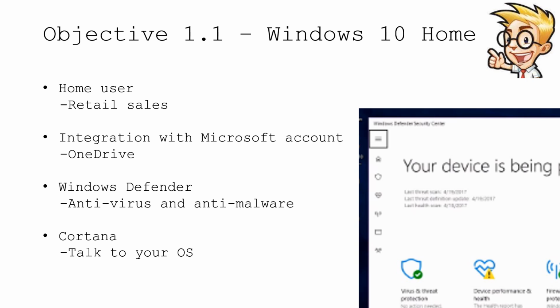Windows 10 has included security features such as Windows Defender, which provides antivirus and anti-malware protection. And many versions of Windows 10 Home include Cortana, which allows you to talk to your device and perform different functions. The use of Cortana has decreased over time, and Microsoft has begun removing Cortana from their most recent versions of this operating system.